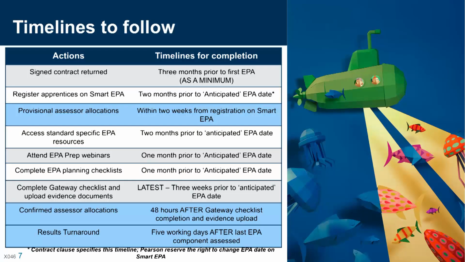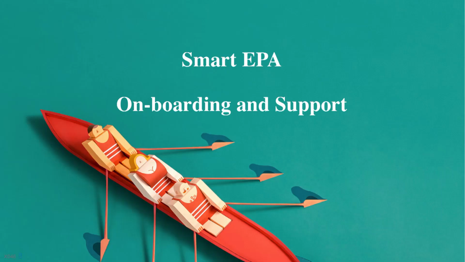I just want to reiterate that Pearson have the right to change the date on Smart EPA if we feel that you have not given us enough notice. If you think it's absolutely urgent and we do have the capacity to deliver, we are more than happy to do that, but please do give us a call. We're not going to turn down yourselves being a valued customer, but we would definitely not want to disadvantage the learner in this case.